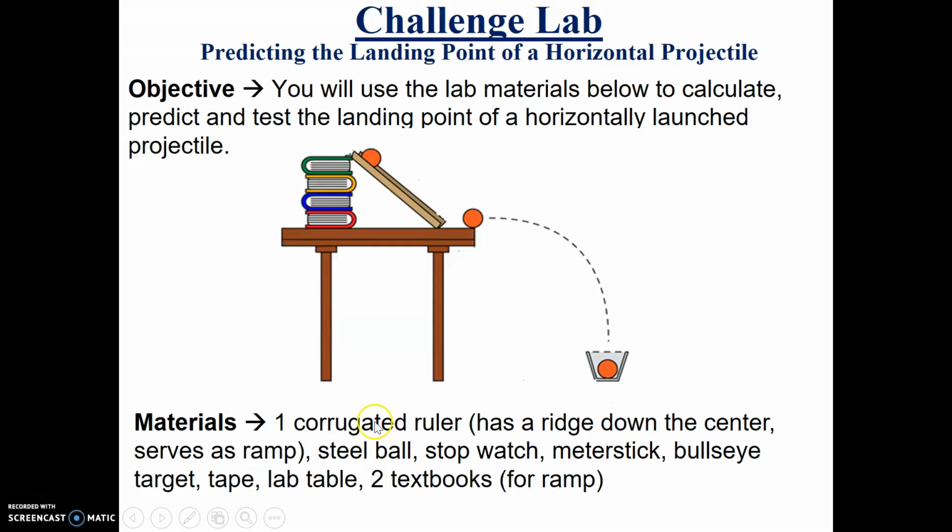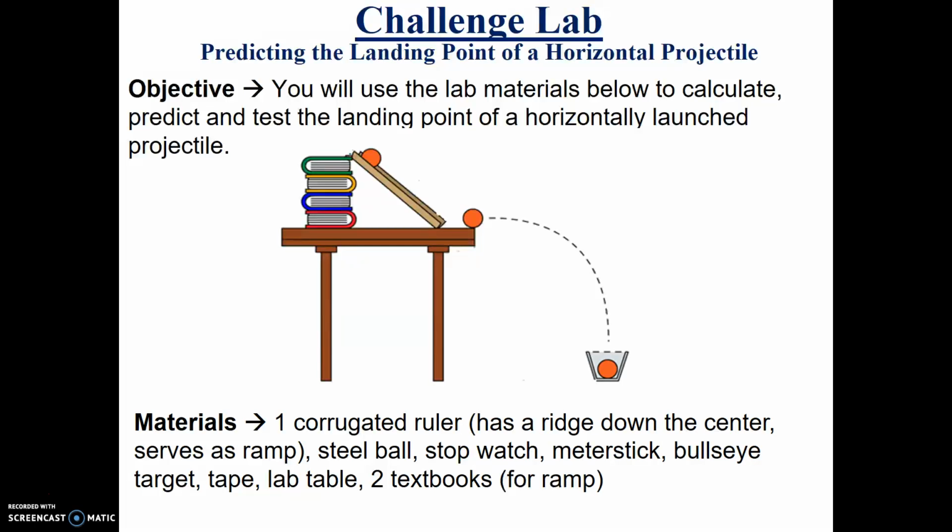The materials that you get are this ruler, the steel ball, a stopwatch, a meter stick, the bullseye target, tape, the lab table, and two textbooks. The key with this lab is you get no trials to actually test the steel ball. The steel ball cannot leave the lab table until you're ready to test. You'll call me over when you're ready to test, and you can prove to me that you have your distance measured out, and that you've put the target on the floor where it needs to be.